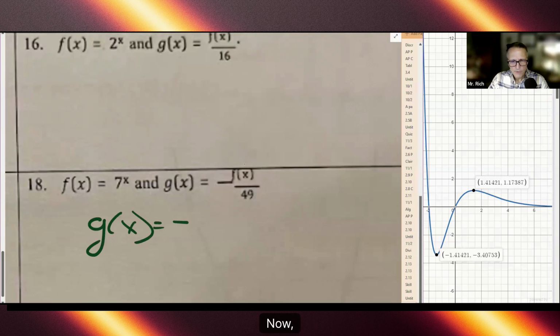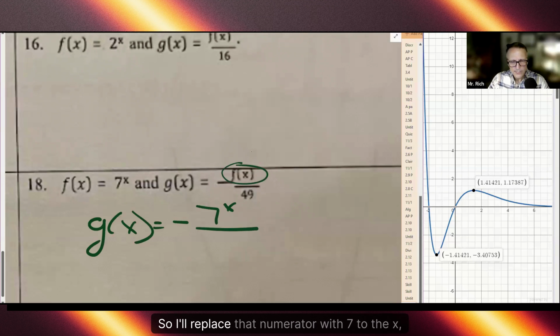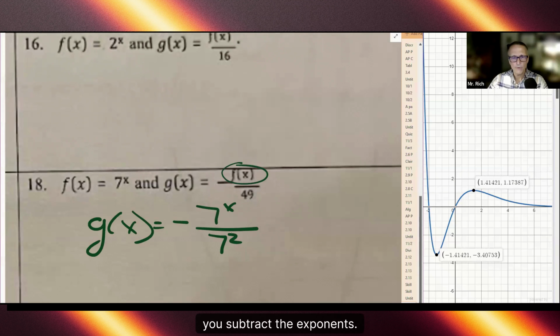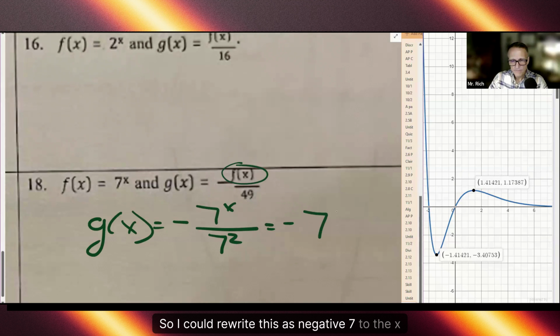So there's a minus. Now, what is the f of x? F of x is 7 to the x. So I'll replace that numerator with 7 to the x. And I can rewrite the 49 as 7 to the second power. So using the quotient rule of exponents, when you have like bases and you're dividing, you subtract the exponents. So I could rewrite this as negative 7 to the x minus 2.